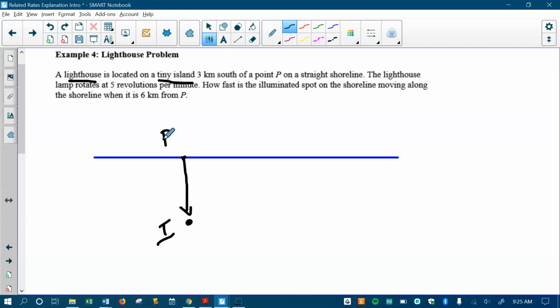And now what I'm going to do is put a little check mark for each part. I use the lighthouse. I call the lighthouse I for some reason. That's the lighthouse.